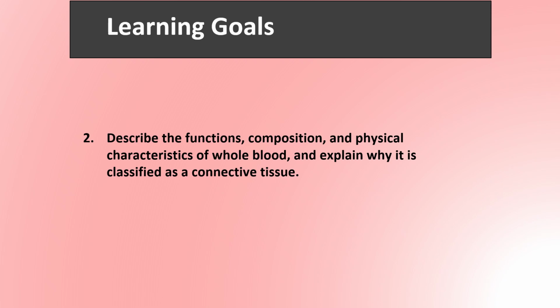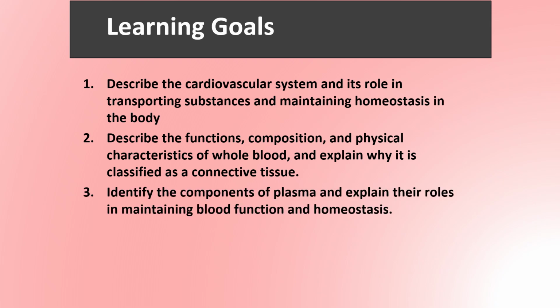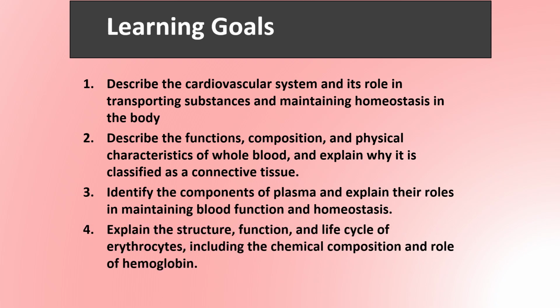So in this first video, we are going to describe the cardiovascular system and its role in transporting substances and maintaining homeostasis in the body. We're going to describe the functions, composition, and physical characteristics of whole blood and explain why it is classified as a connective tissue. We're going to identify the components of plasma and explain their roles in maintaining blood function and homeostasis. And then finally, we're going to explain the structure, function, and life cycle of erythrocytes, which are red blood cells, including the chemical composition and role of hemoglobin.